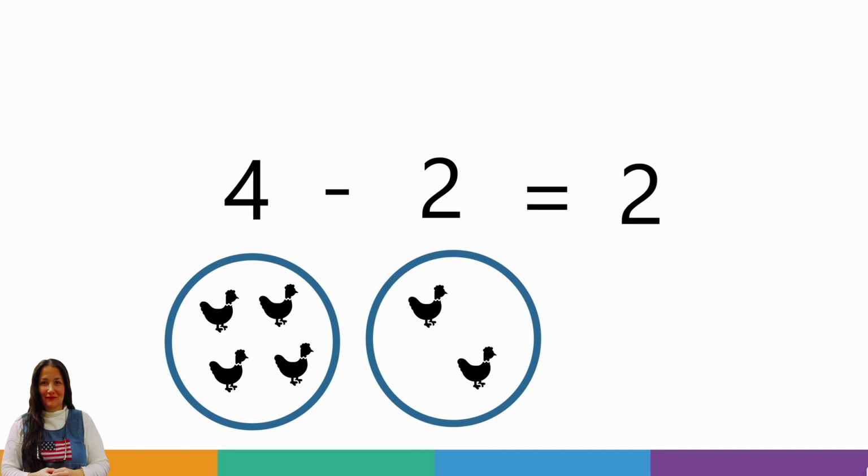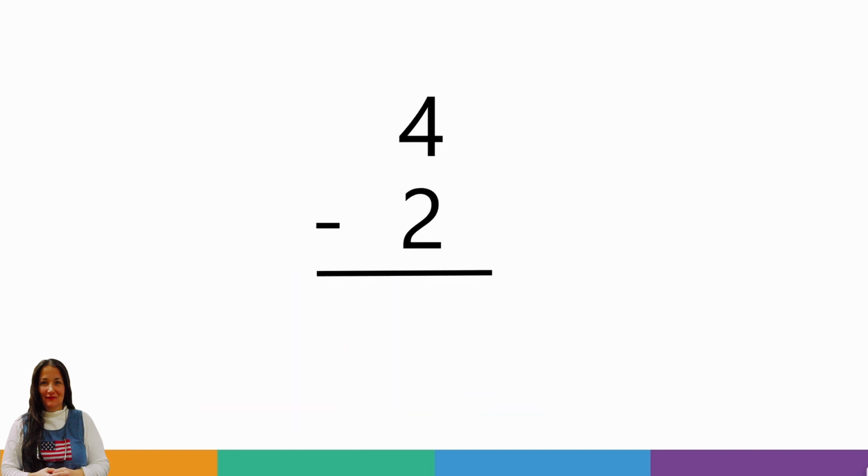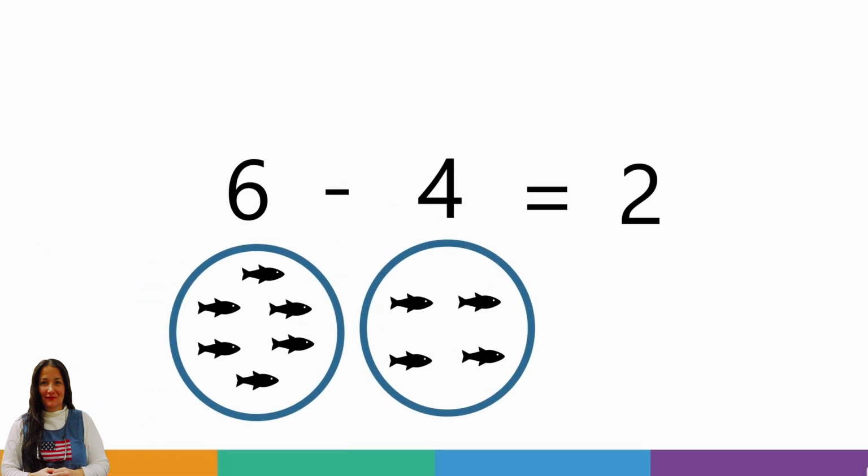Here we have 4 hens, minus 2 equals 2. We need to strike out the 2, and we can visually see leaving 2 left over. 4 minus 2 equals 2. Here we have 6 fish. We want to subtract 4 fish, so we have to strike out 4 fish, and that leaves us 2.